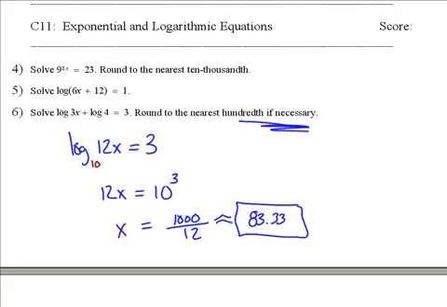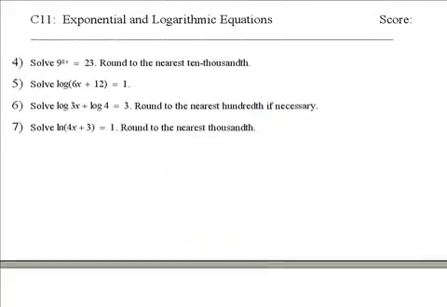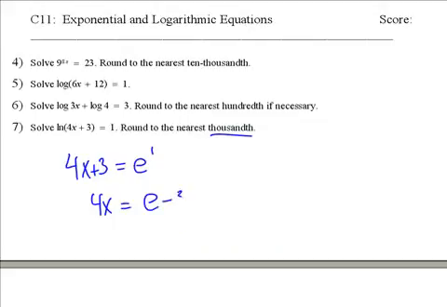We'll pause there for questions. This time we have a natural log of 4x plus 3 equals 1. When we see natural log, it's base e. So 4x plus 3 equals e to the 1. We're going to round this one to the nearest thousandth. So I'm going to solve for x. I'm going to subtract 3 and divide by 4.